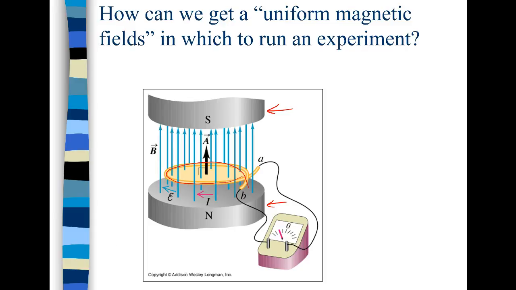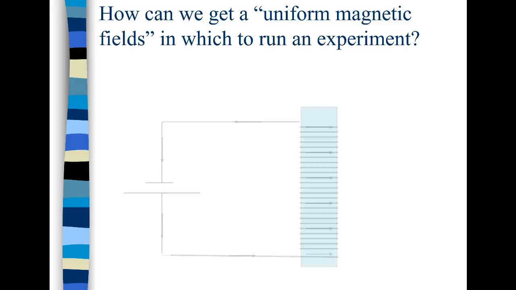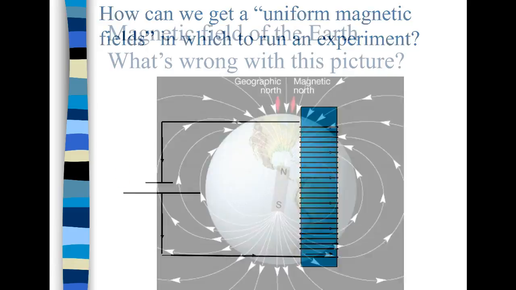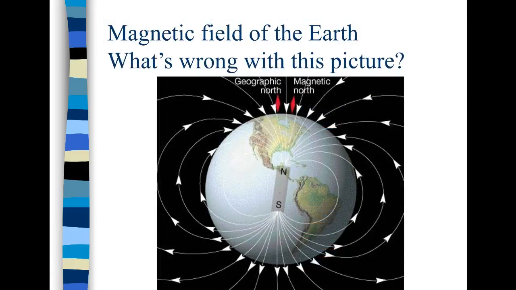Another way that we can do this is if we take what's known as a solenoid and we apply an EMF or a voltage to a solenoid, we're going to get a magnetic field in that. Okay, so here's a picture of the Earth, and it's showing the magnetic field of the Earth, but something's very wrong here. So see if you can figure out what that is.